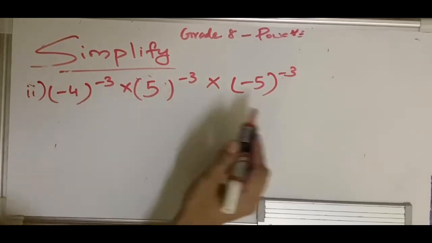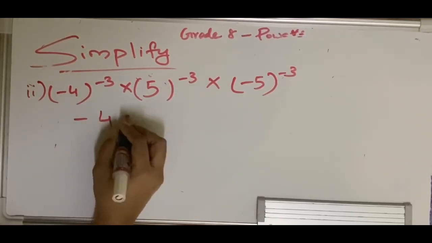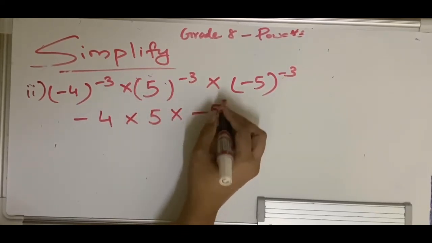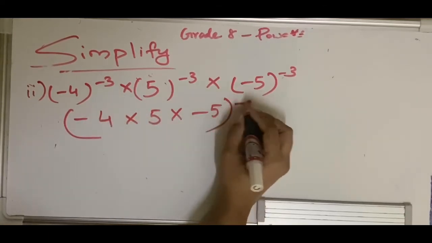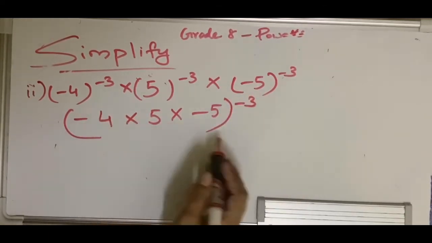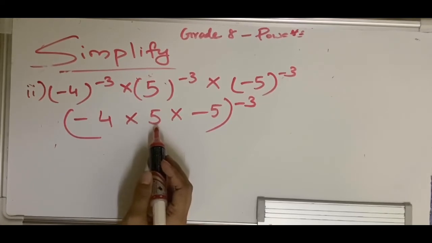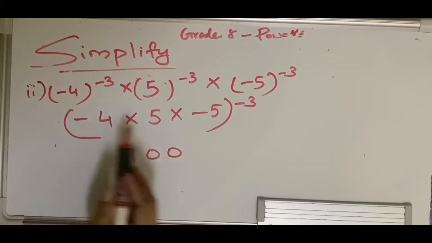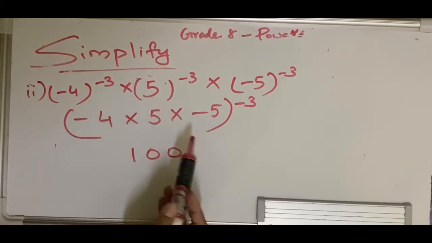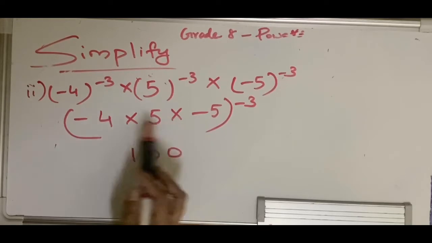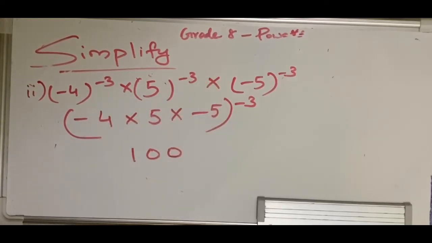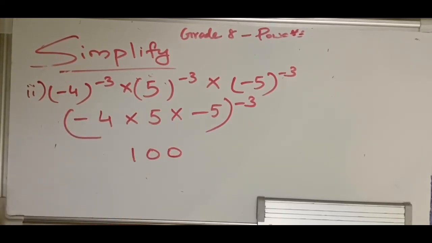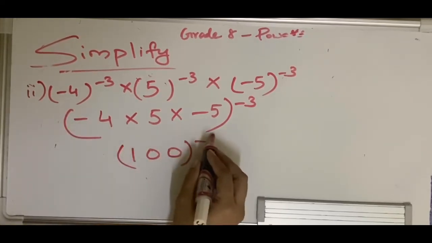So here, since it is multiplication, I have to simply take these numbers and multiply, which is minus 4 times 5 times minus 5, because for all of them the power is minus 3. So when I multiply this, I know that 4 times 5 is 20, 20 times 5 you will get 100. And when it comes to sign, we know that when we are multiplying integers, you have to simply count the number of negatives, and here we have 2 negatives, which means even number of negatives, and hence your answer should be positive. So you have positive 100 raised to minus 3.